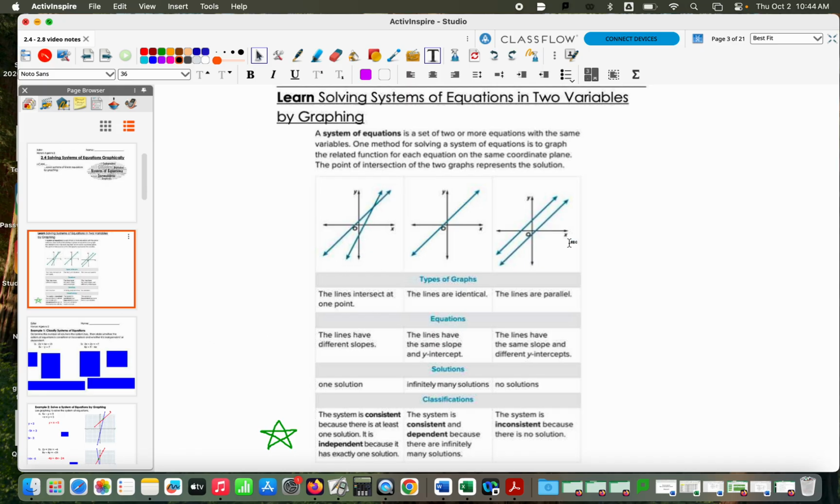Okay? The last option is if we have lines that are parallel, so they would never cross. That's why there's no solutions. They would have the same slope but different y-intercepts. So they start in different positions, but they have the same slope, the same rate of change, so they'll never cross. We call this system just straight up inconsistent. You don't need to worry about the dependent or independent. It's just straight up, it is inconsistent when there's no answer.